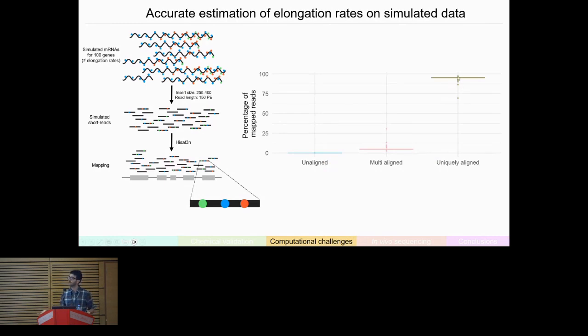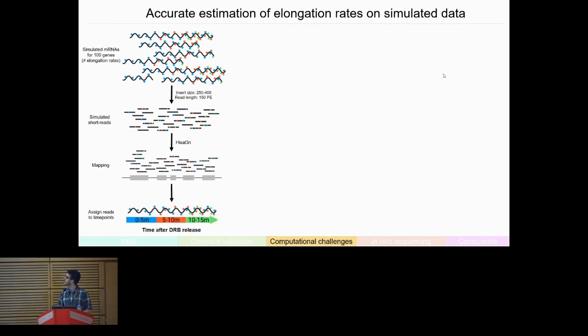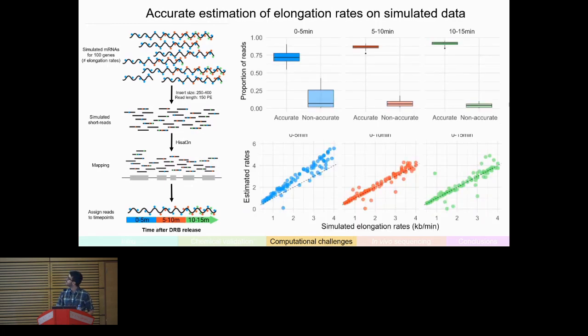So this is how the alignment works. Most of the reads are uniquely aligned, higher than 95%. Because of this, we thought, well, maybe we can assign the reads to the time point they were synthesized, or simulated to be synthesized, on. And that's the one on the top. What you can see is that we can accurately assign the reads to the correct time points. Then we thought, maybe we can also estimate the elongation rates we simulated up here. And we can actually do that pretty well.